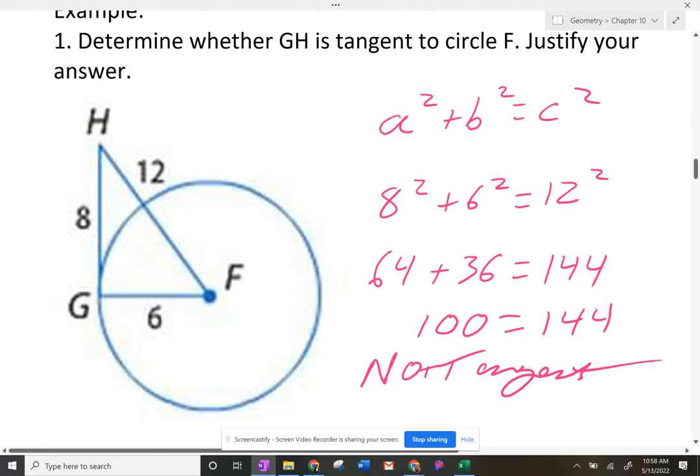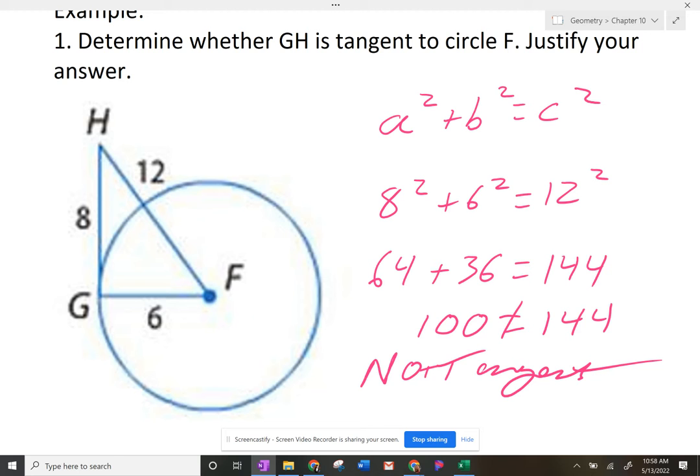Again, you'll do the math, you'll see that they're not equal. And your answer will just either be tangent or not tangent. This one, because they're not equal, I'll make a little not equal sign. Those ones are going to be not tangent, or that triangle, that line HG or GH is not tangent to that circle.